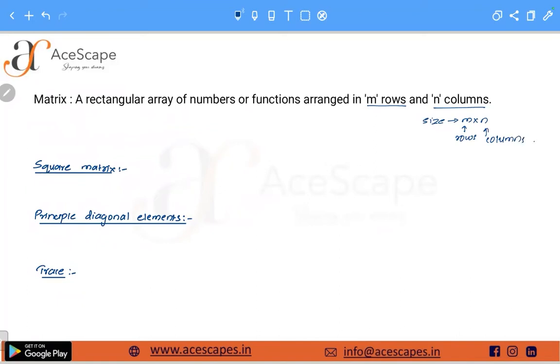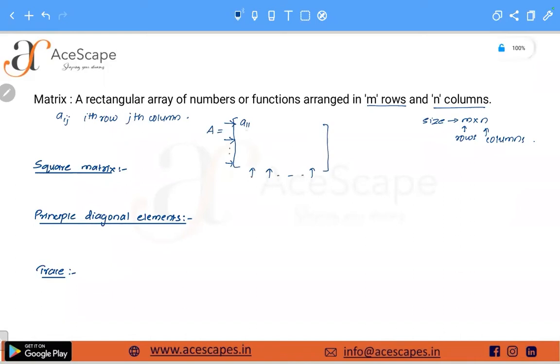Usually we denote matrices by capital letters, and an arbitrary element of a matrix A is represented by Aij, the element in the ith row and jth column. In general, if I am writing a matrix capital A, it will be written as A11, and so on. These are the rows and these are the columns.